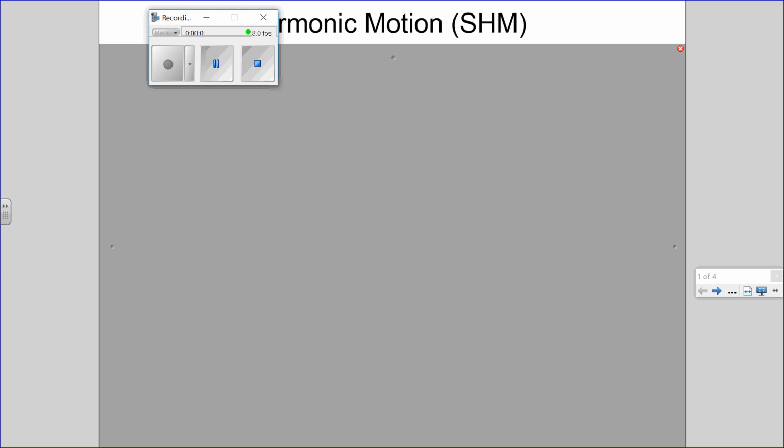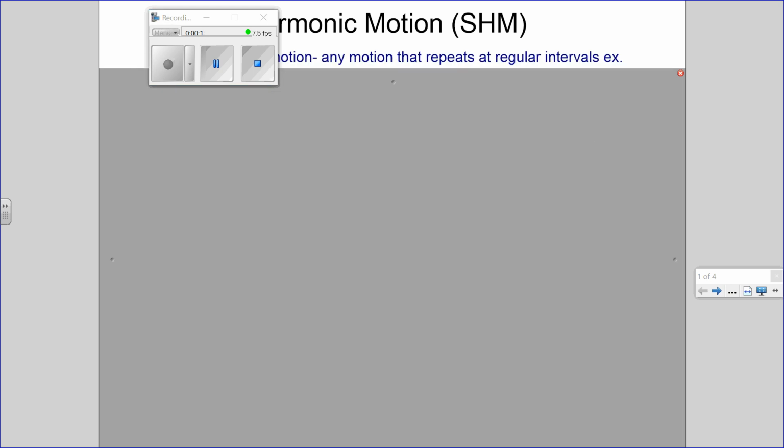And to talk about simple harmonic motion, I guess the first thing we need to talk about is oscillatory motion. If we talk about oscillatory motion, that is any motion that repeats at a regular interval. An example of that would be like a ball bouncing. It repeats at this regular interval.